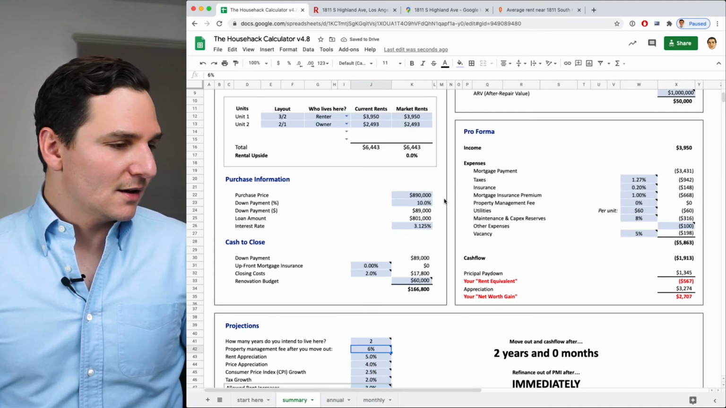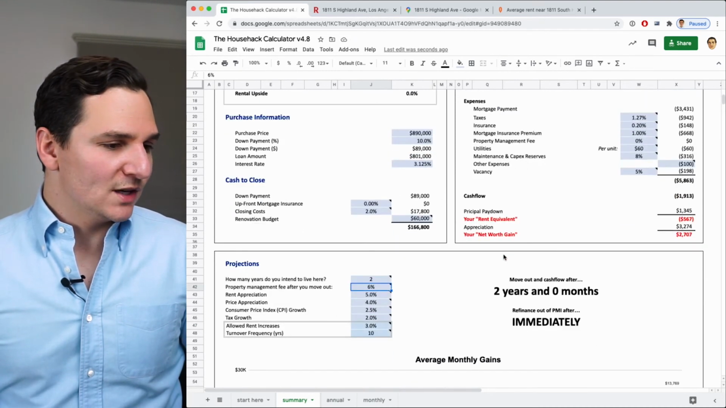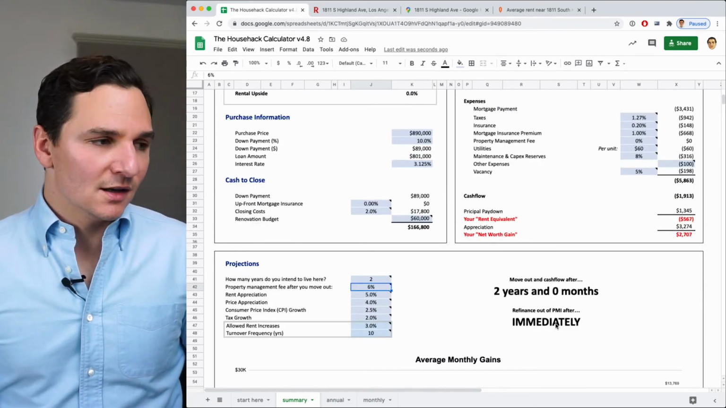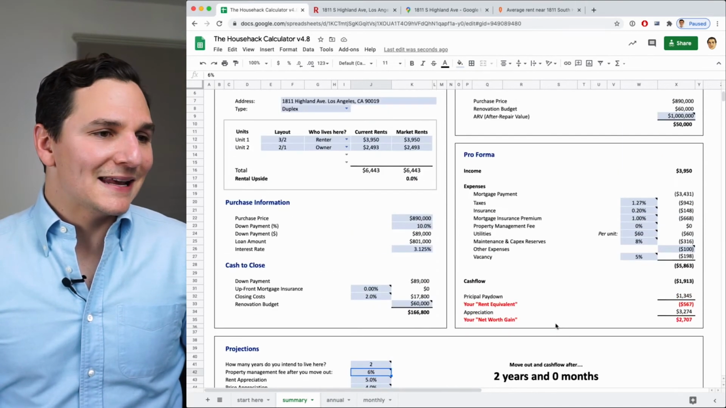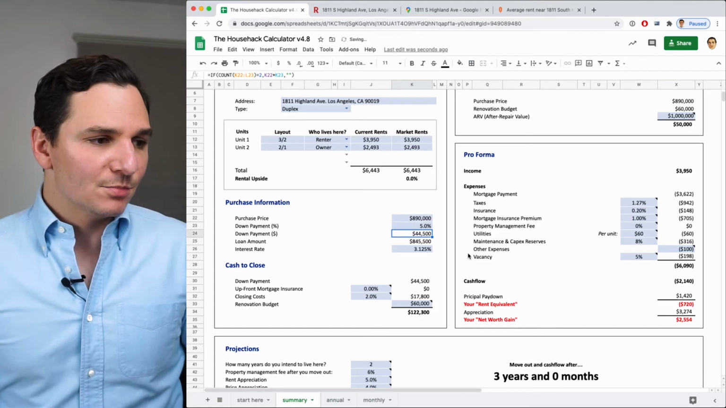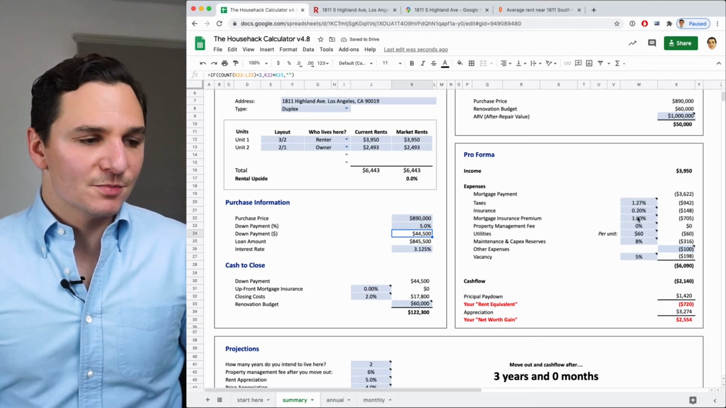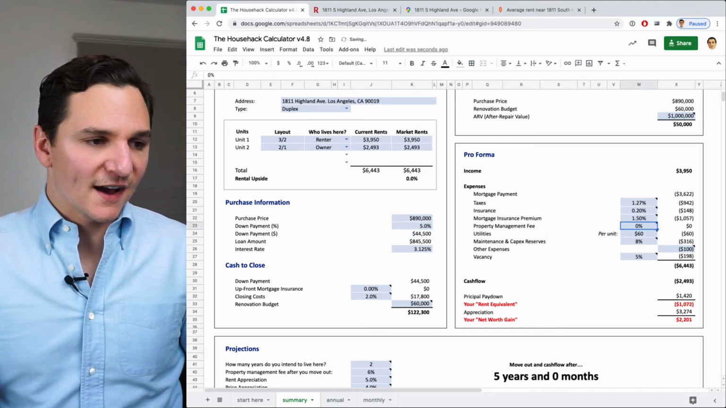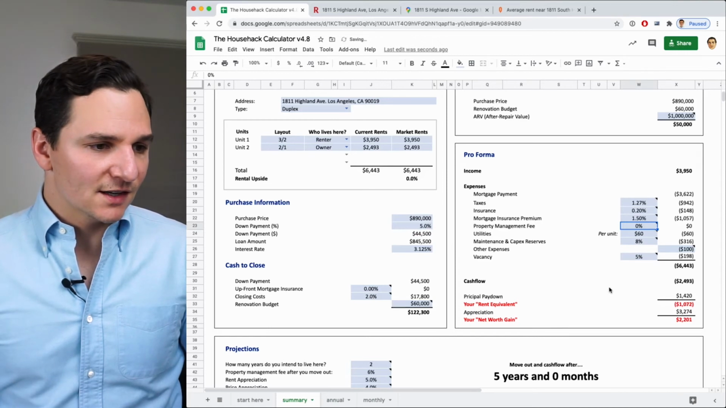Let's say, because we can refinance out of PMI immediately, let's say we decide we want to put down less money. Let's say we want to put down 5%. That's going to bring our mortgage insurance premium up to probably about 1.5%. So let's see how this affects everything.